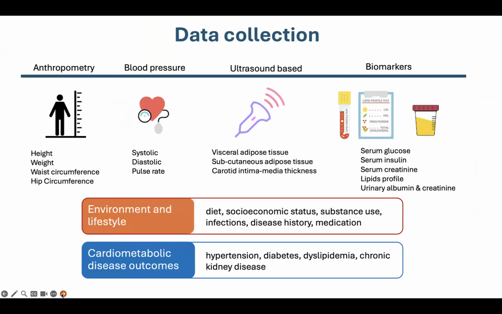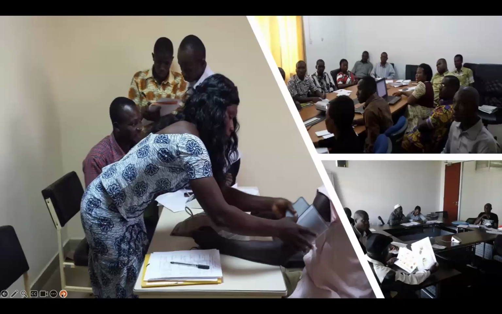But this is what we did. We collected a lot of data on different things, because remember, we were interested in genetic and environmental components to cardiometabolic disease. So it was really important for us to, obviously, measure people, because we wanted to know about obesity. It was important to look at their blood pressure, because how many of them have hypertension. And then we did a whole lot of biomarkers from both blood and urine. But we also collected information on environment and lifestyle and on cardiometabolic disease outcomes, as you can see there.